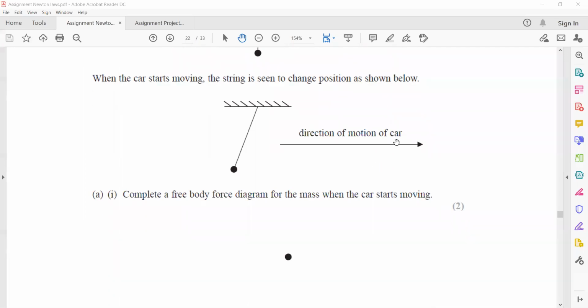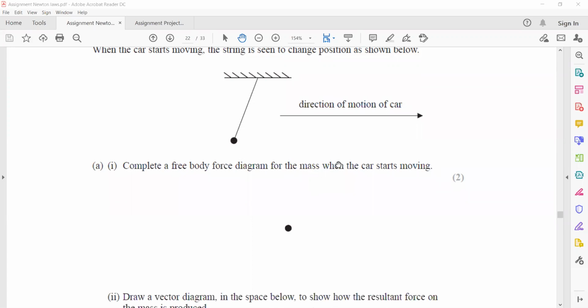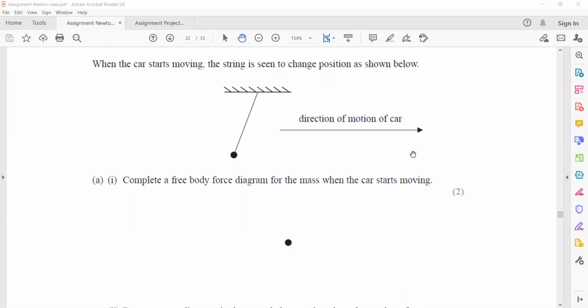If the car is moving towards the right, the object accelerates backward. Because what is the tendency of an object? The object tends to resist the change in state because of its inertia. Complete a free body force diagram for the mass when the car is moving.